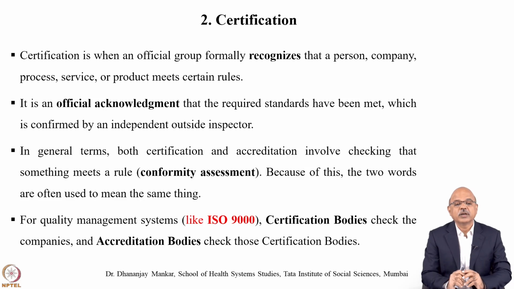So in general terms, both accreditation and certification involve checking that something needs to be met. Something needs to become a confirmatory assessment. So assessment is one where you cannot deny. Because of this, the two words are often used as being the same. For a quality management system like ISO 9000, certification bodies check the companies, and the accreditation body checks the certification bodies that give them the certification.